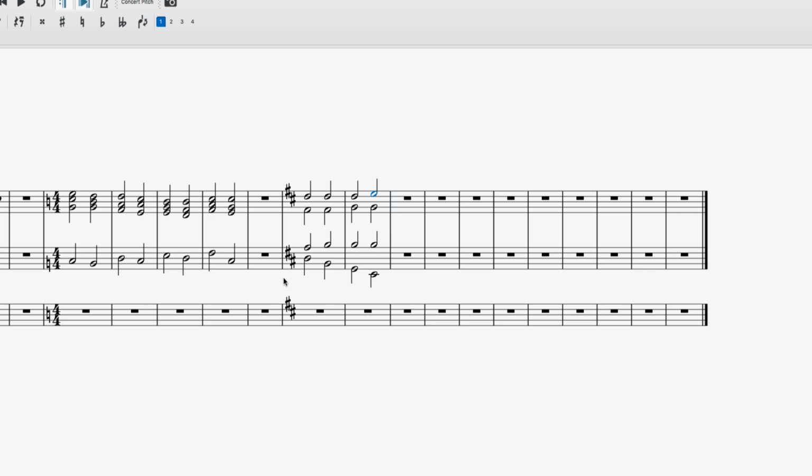Okay, so let's label that. So this is going to be 1, 6, 4, 2. Okay, descending thirds, right? Let's hear it. Okay, not bad.